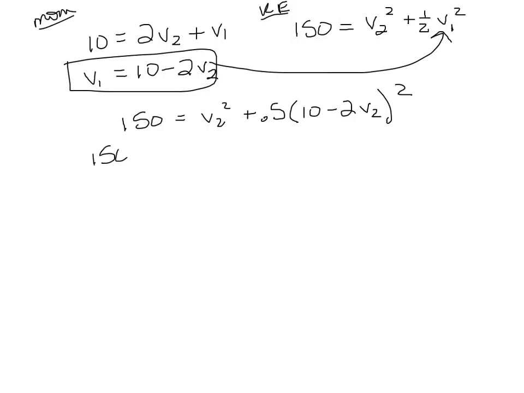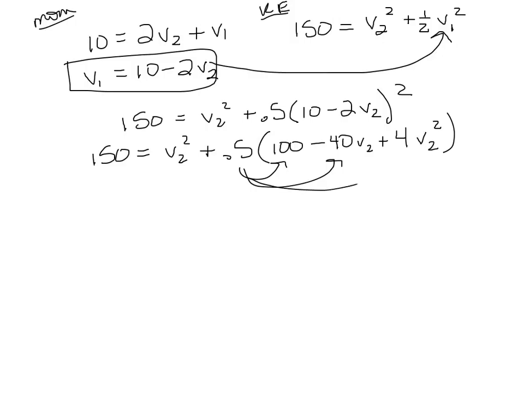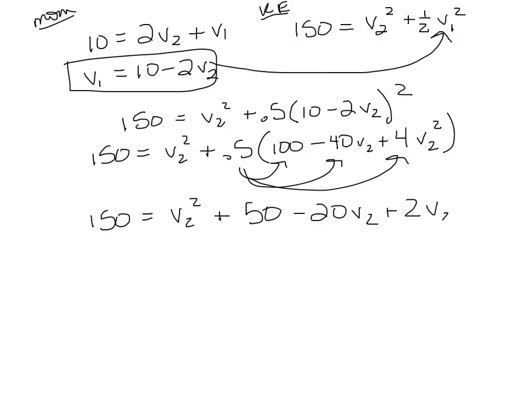So you have 150 is equal to V2 squared plus 0.5 times. All right, 100 minus 20, or 2 times 10 is 20. Double it, 40V2, plus 4V2 squared. Distribute our 0.5 to everything inside. So we have 150 is equal to V2 squared plus 50 minus 20V2 plus 2V2 squared.